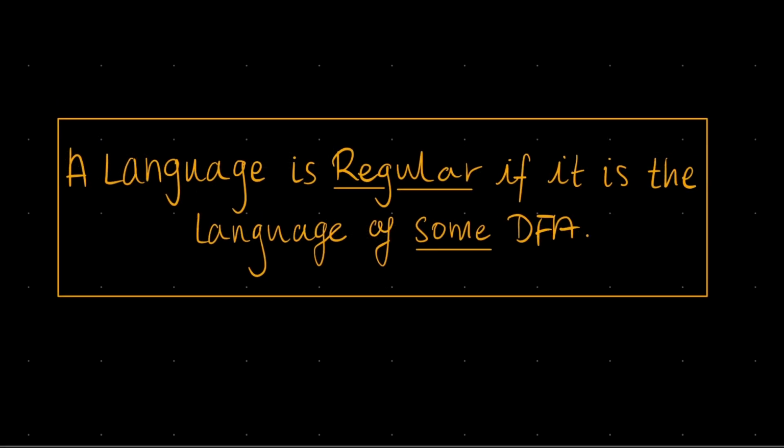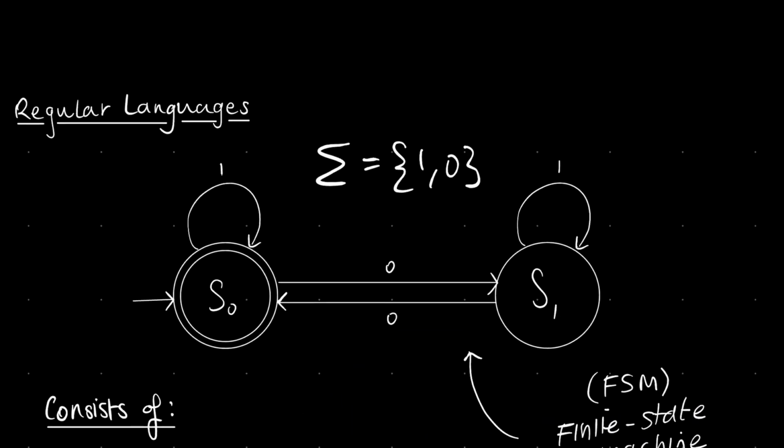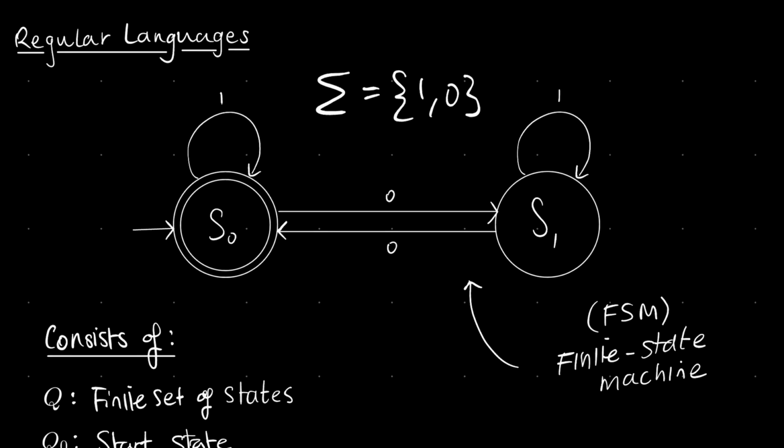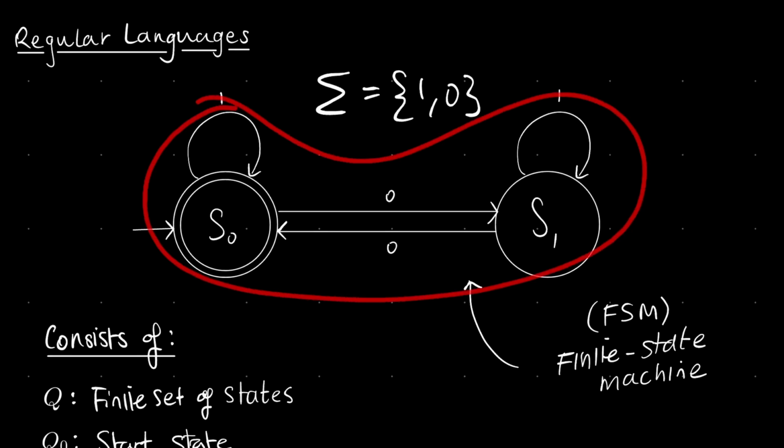Now, the key thing about this video is to remember this fact. A language is regular only if it is the language of some DFA. Which is a bit complicated, but what it's really trying to say is a language is considered regular if you take the language and you can draw it as a DFA. So if you have a language, if you can draw it in this form, it's regular.